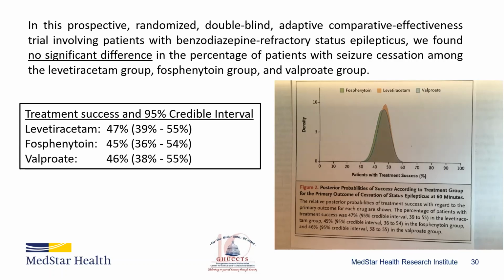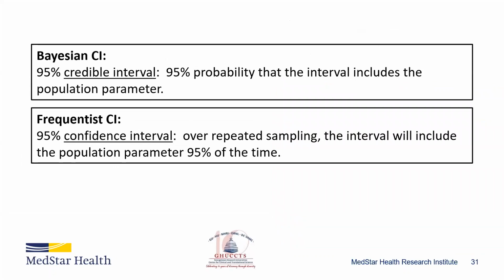So that's using Bayesian statistics to do this analysis, which is not that complicated. It could also have been done fairly easily using frequentist statistics. So again, just to reiterate, when we talk about a Bayesian credible interval, we mean that there's a 95% probability that the interval includes the population parameter. And from a frequentist standpoint, the confidence interval means that over repeated sampling, the interval will include the population parameter 95% of the time.